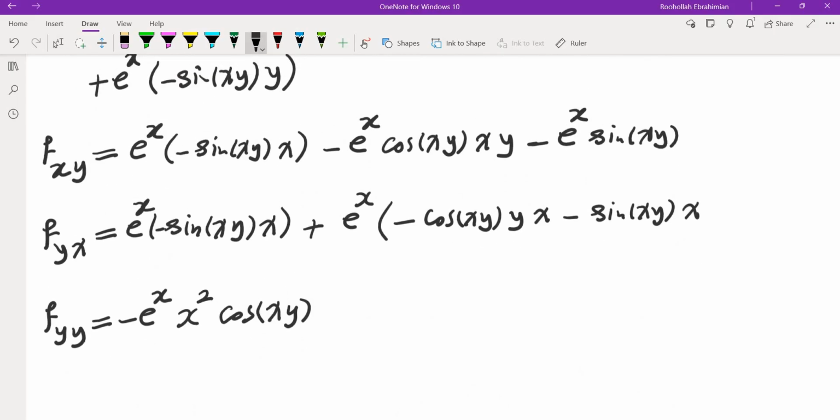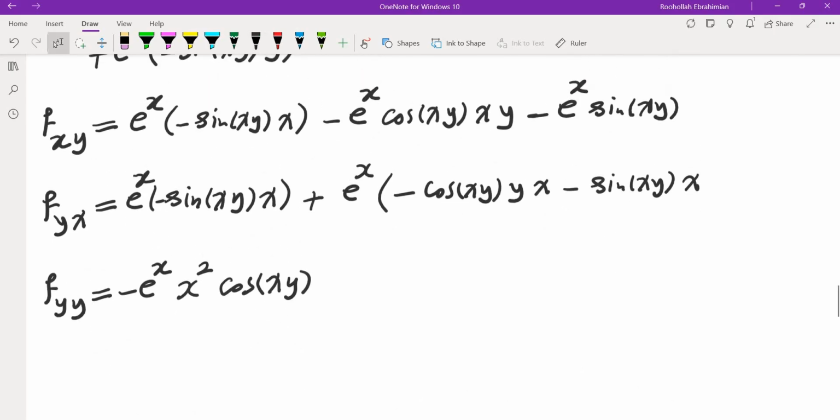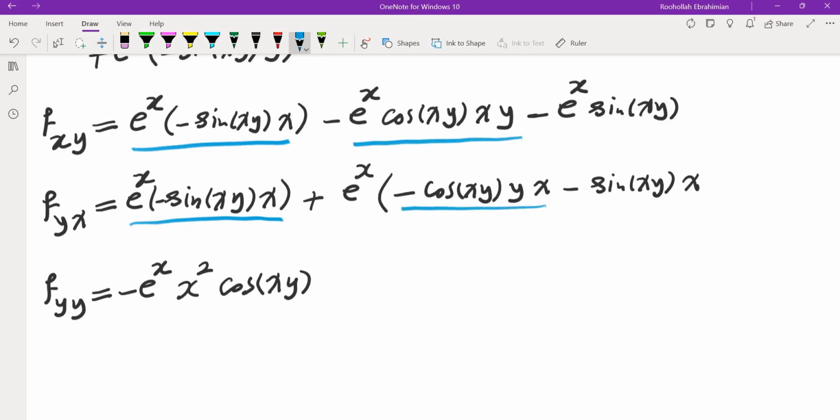So we get x squared here. Now, if you notice the partials with respect to xy and with respect to yx, these two terms are the same. This term and this term are the same, and this term and this term are in fact the same. So what does that mean? It means for this kind of random function that we looked at, the partial is in fact the same.